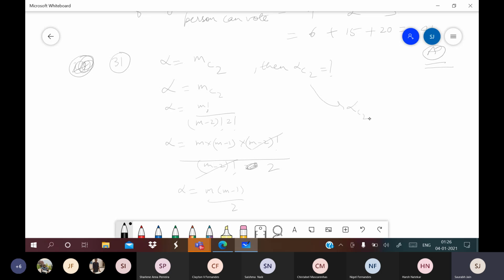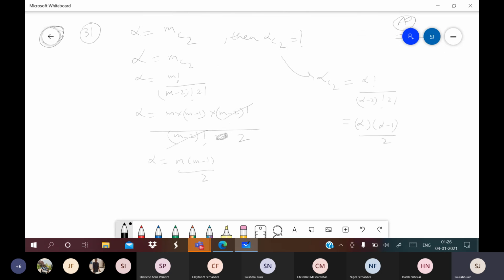So alpha C2 will be how much? Alpha factorial, alpha minus 2 factorial, 2 factorial. In the same way, just like this MC2, you will simplify this and you will get alpha into alpha minus 1 by 2. But this is not the answer. If you look at the options, you have to change it in terms of m. So you put this here.